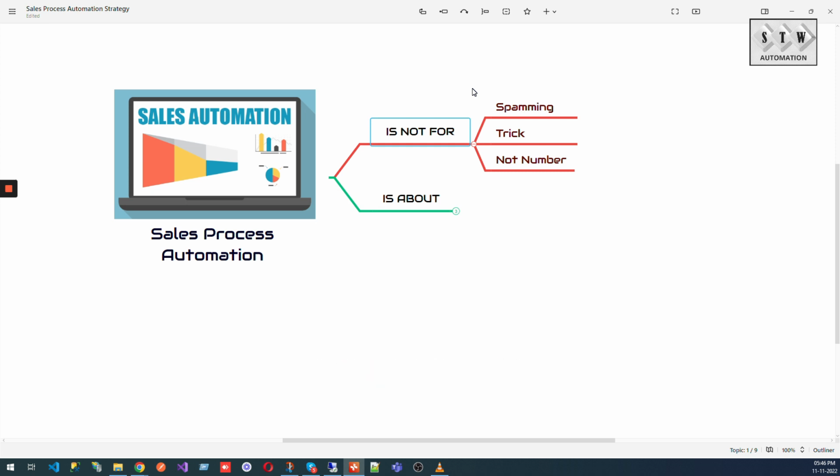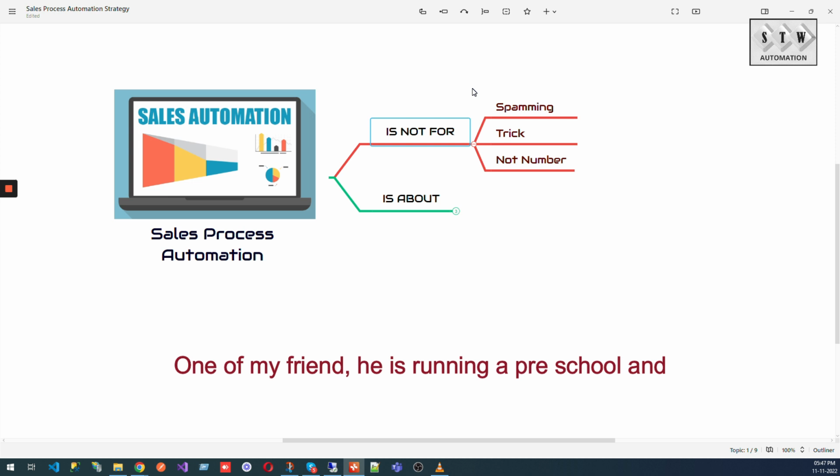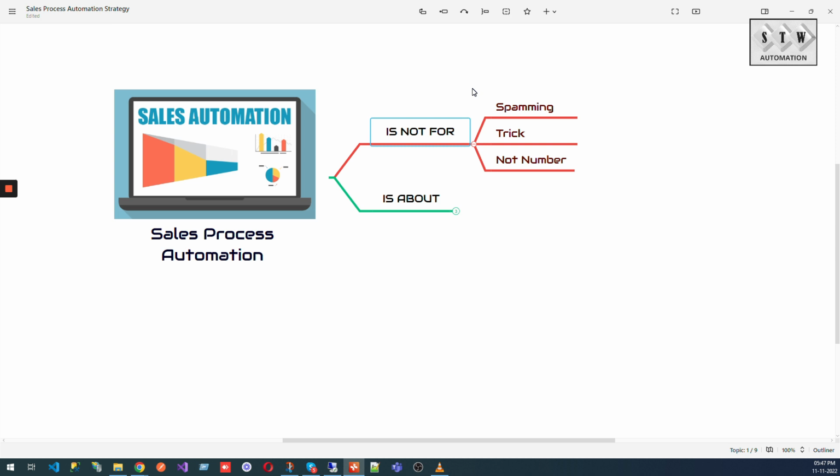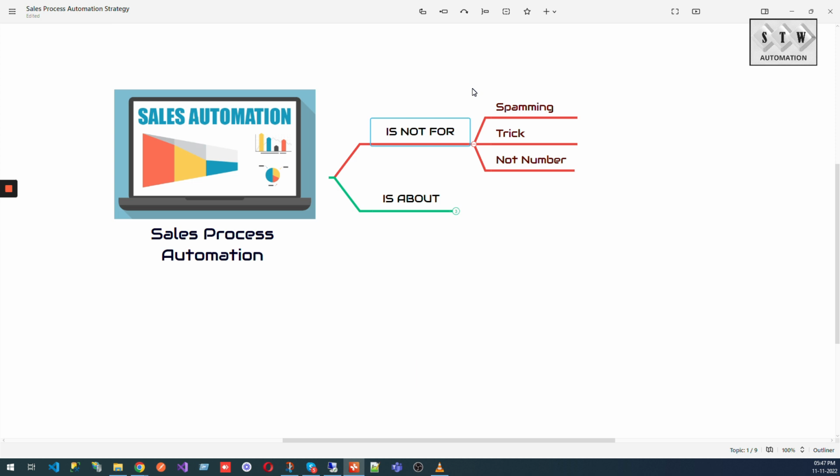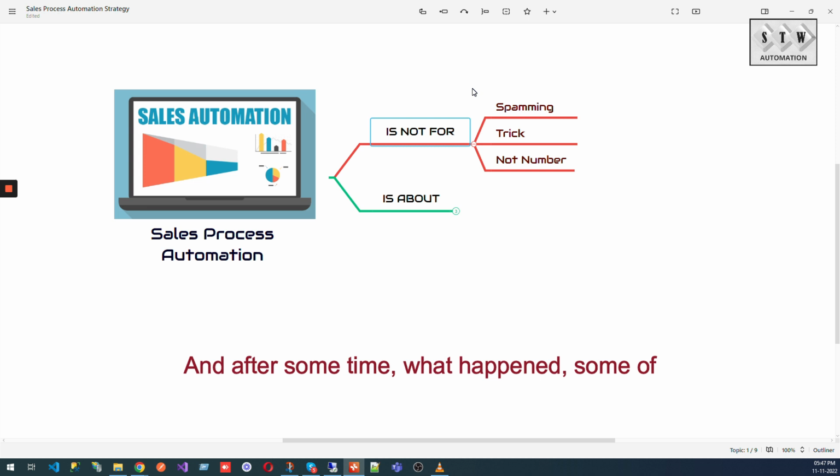Let me tell you a story. One of my friends, he's running a preschool, and he was looking for some admissions. So what he did, he purchased a database from a local person, and he started sending messages using emails, WhatsApp, SMS, all those sources. And after some time, what happened? Some of them called him back, got angry at him, and said that if you keep sending these kinds of messages again and again, they are going to file a police complaint. Some of them got angry and posted wrong reviews on his Facebook page, and some of them blocked him. So his intention was to generate more and more admissions, but what happened? It worked against him.